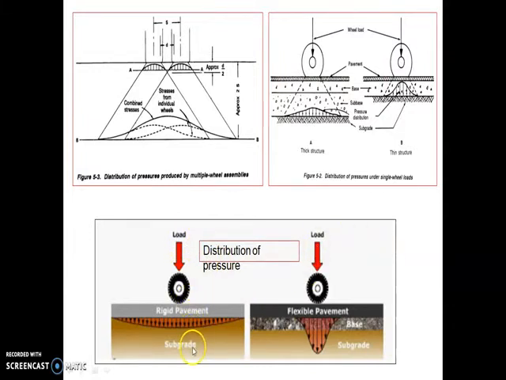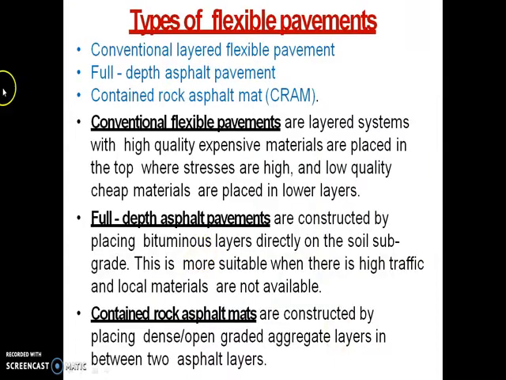Conventional layered flexible pavements. Asphalt pavements, contained rock asphalt mat. Conventional flexible pavements are layered systems in which high quality expensive materials are placed at the top where stresses are high. Low quality cheap materials are placed in lower layers. Second, full depth asphalt pavements are constructed by placing bituminous layers directly on subsoil. Directly on the subsoil grade is more suitable when there is high traffic and local materials are not available. Third one, contained rock asphalt mat are constructed by placing dense open graded aggregate layer between two asphalt layers.